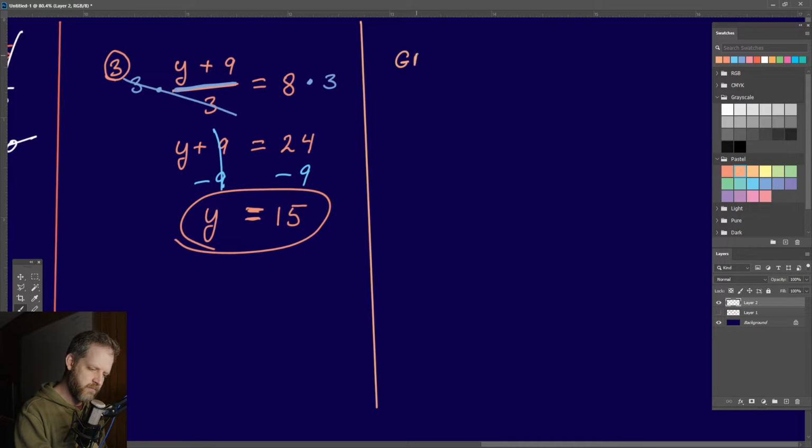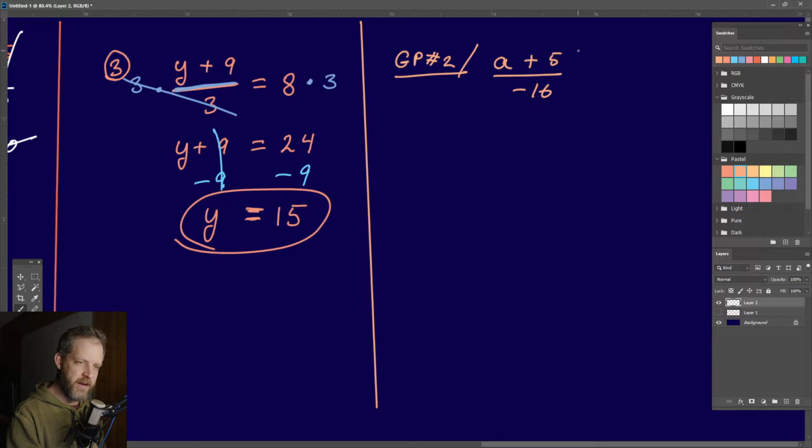Oh, this is the one where I want you to pause it, right? And then we'll walk through it together. So GP number 2 is going to be, let's throw in a different letter. Let's throw in an A. How about A plus 5 over negative 16. A little tricky, but not too scary. You got this. Equals negative 1, right? Okay, so I'm going to pause the video, and I'm going to work it out, and we're going to come back and look at it together.